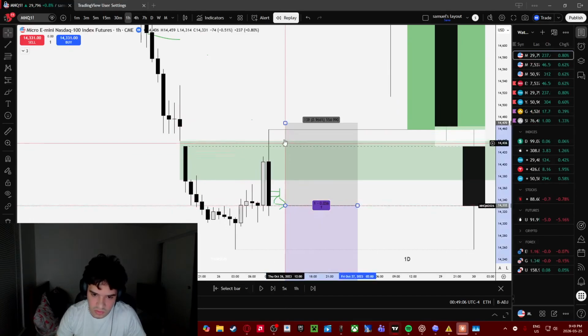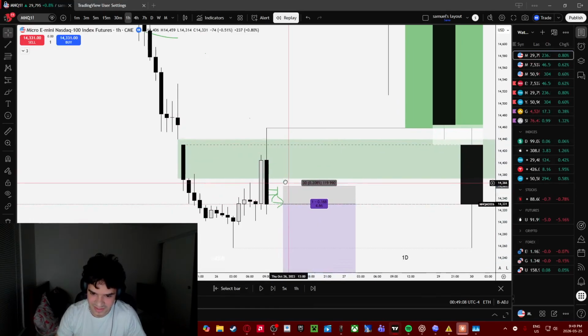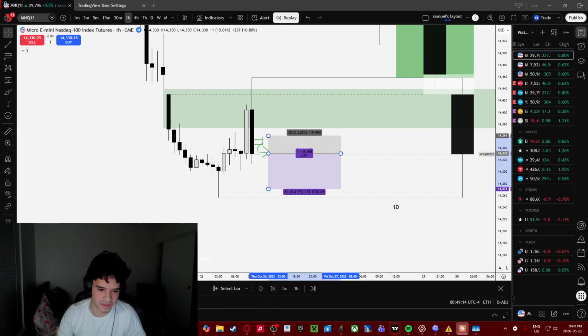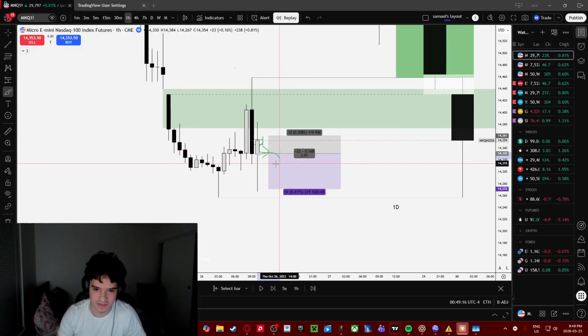So this, let's do it here like this, and then target 2R, and it should be like this. So it hits it immediately. Beautiful.